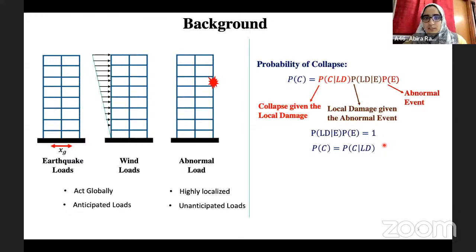One more term relevant to disproportionate collapse is robustness, which indicates the resistance of the structure against disproportionate collapse. So if we cannot really define the load or the abnormal event, the question is, how do we take into consideration such an unforeseen event and such an abnormal load at the design stage, or to check if my structure is safe against it?